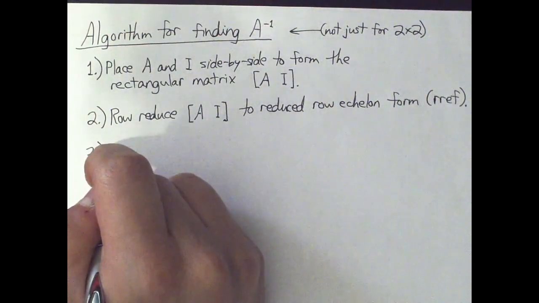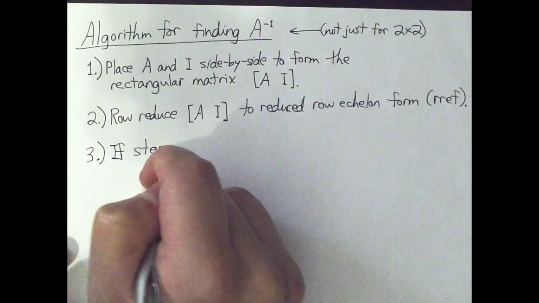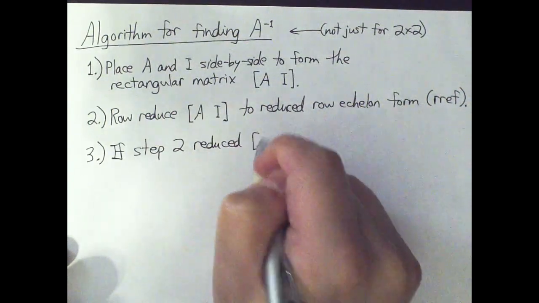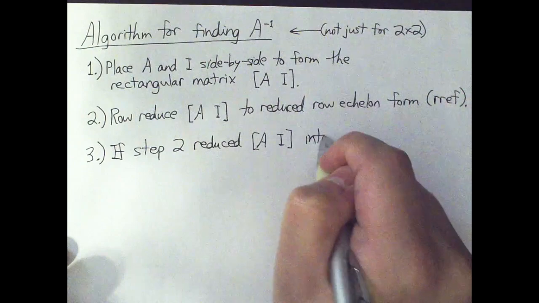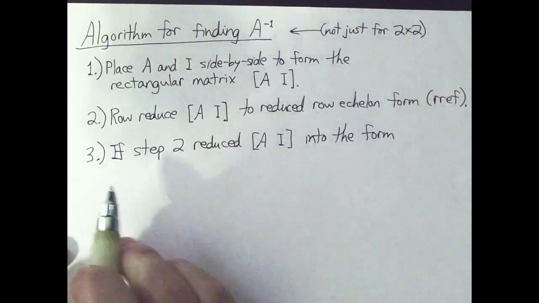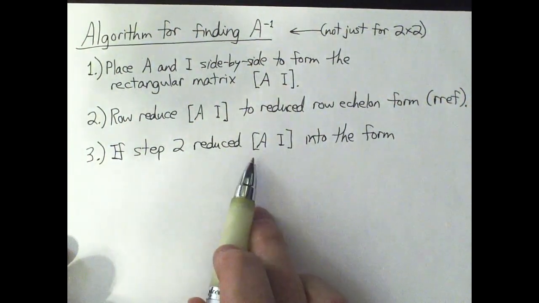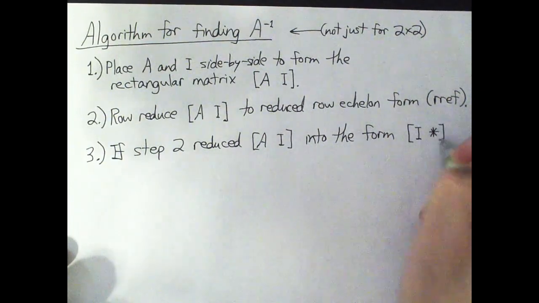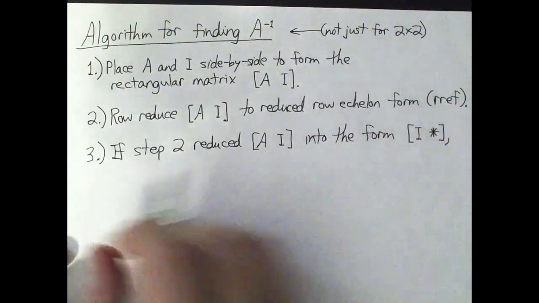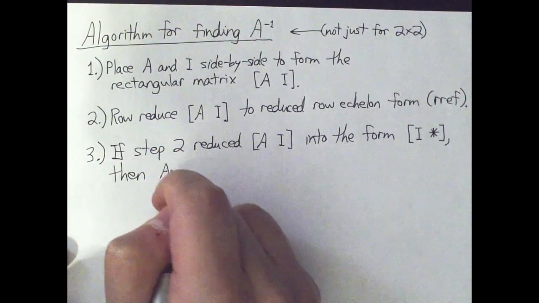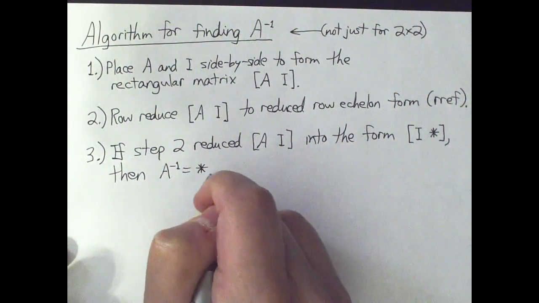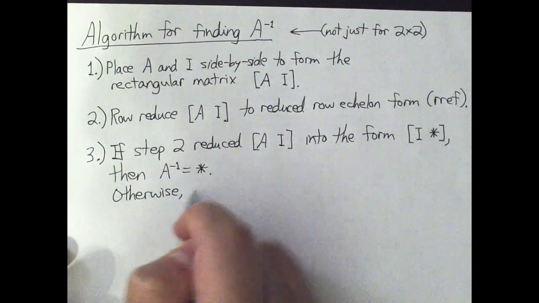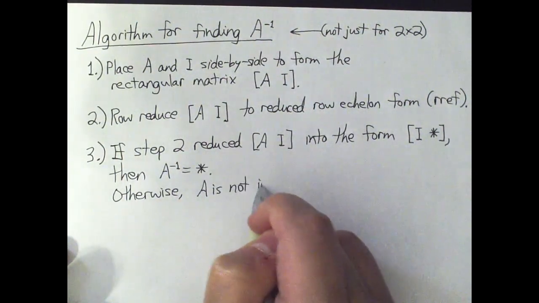Step 3. If step 2 reduced [A | I] into the form [I | *], now this sentence started with the word if, so this might not always happen, but if this reduced it into the form I, and then I'm going to put a star here, just meaning I and then some other entries, then A inverse is equal to those other entries. Otherwise, A is not invertible.